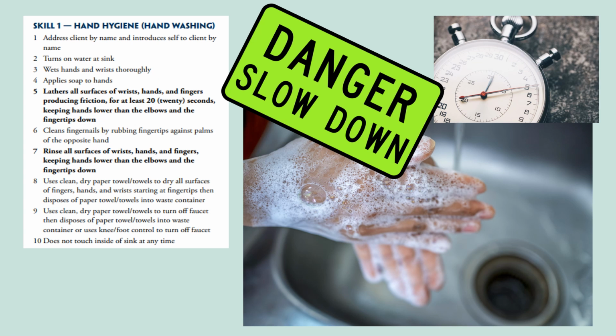Do not forget step 6, the fingernails. And step 7, rinse completely. Note how the paper towels are used, at least one for the hands and a different one to turn off the faucet. Start your drying at the fingertips.